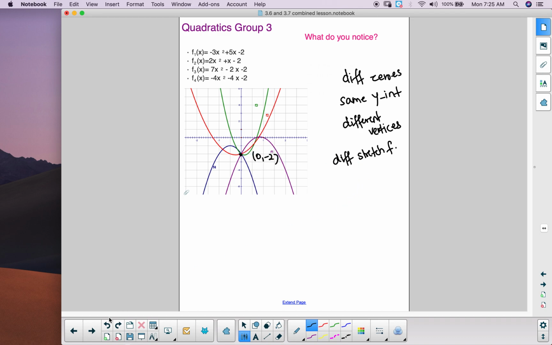They all have that same y-intercept. And you can also see it from the equation in standard form. The c value is negative 2. So when it's in standard form, you can tell what the y-intercept is because that is the c value, which is in this case negative 2. So the y-intercept is 0, comma, negative 2.